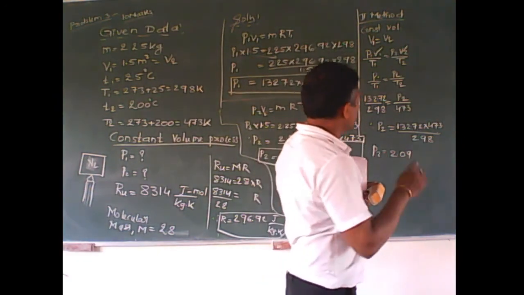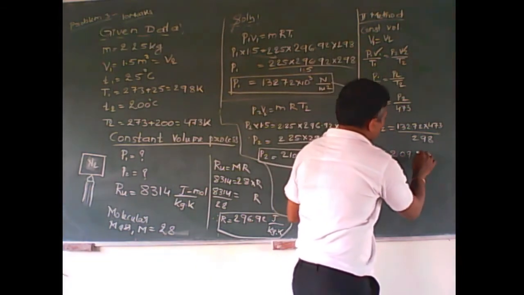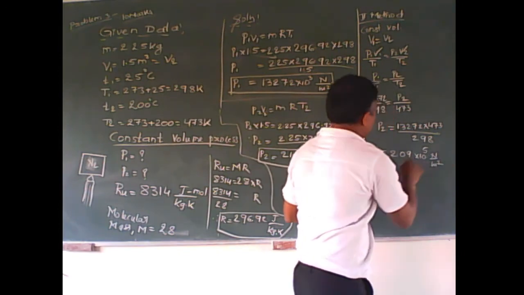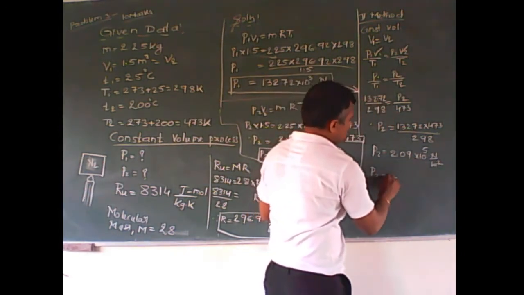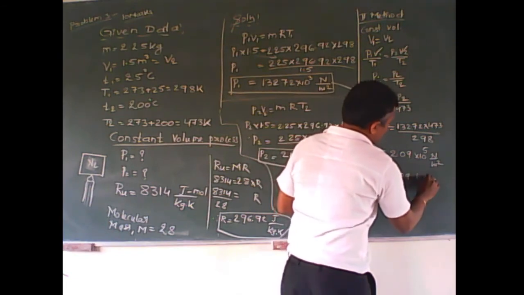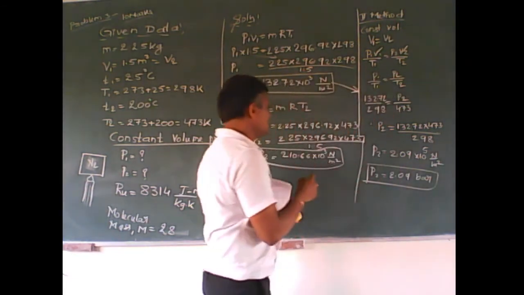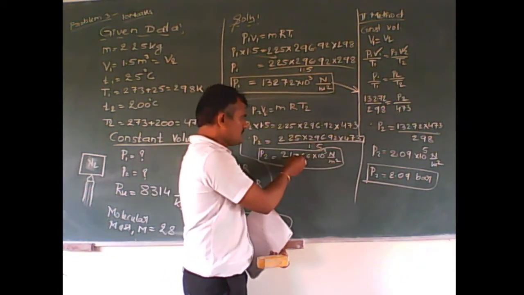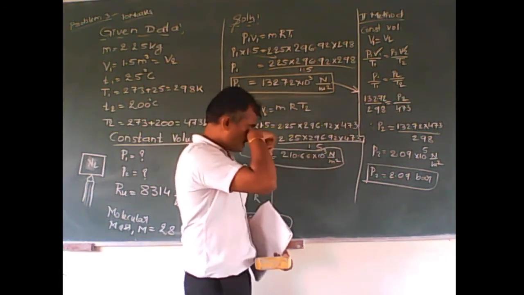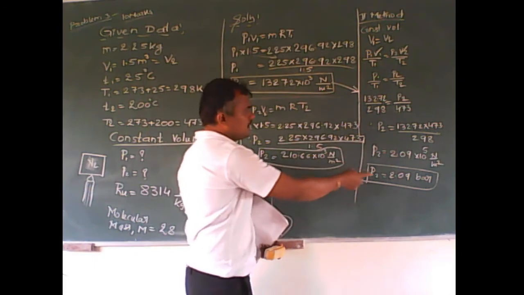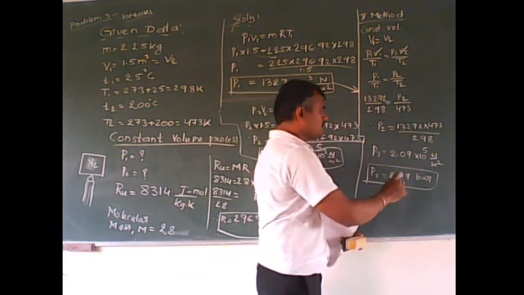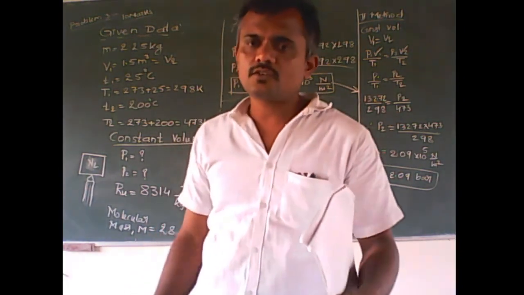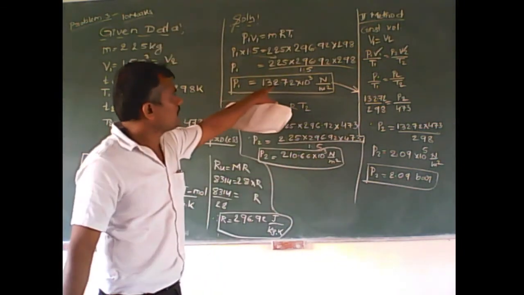2.09 into 10 raised to 5 Newton per meter square. Or otherwise you can write it as P2 is equals to 2.09 bar. Why? Because here this 210.6 into 10 raised to 3 Newton per meter square is there. If I shift another 2, then it becomes 2.1 into 10 raised to 5 Newton per meter square. So you can write 10 raised to 5 Newton per meter square is equals to 1 bar. So in terms of bar, P2 is 2.09 bar and P1 is 1.32 bar.